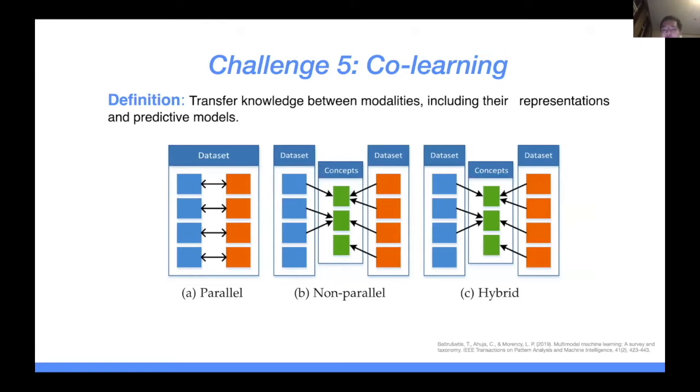Non-parallel co-learning approaches can help with learning representations and allow for better semantic concept understanding. In the hybrid data setting, as you can see from the rightmost figure, two non-parallel modalities are bridged by a shared modality or dataset. For example, in the case of multilingual image captioning, the image modality will always be paired with at least one caption in any language.